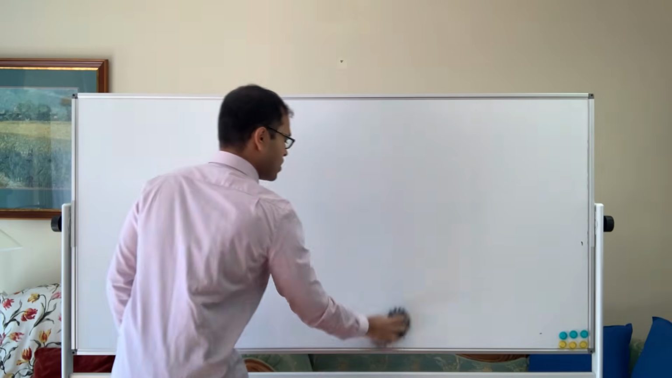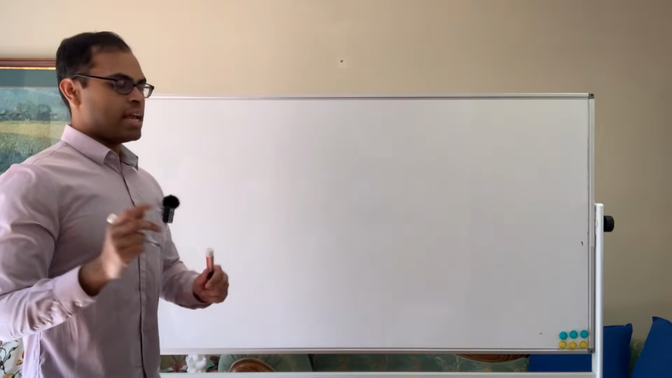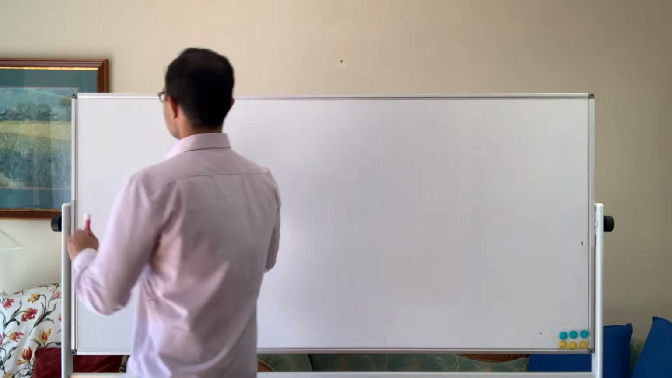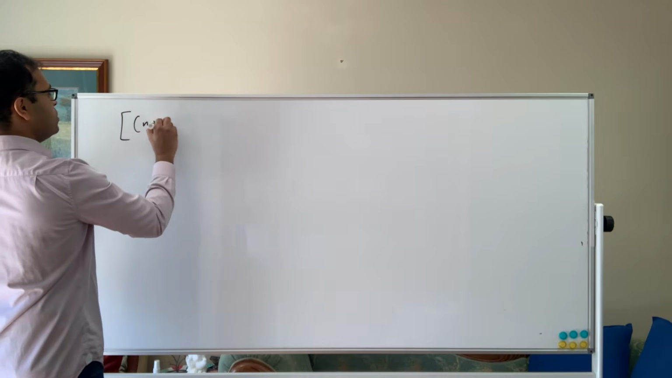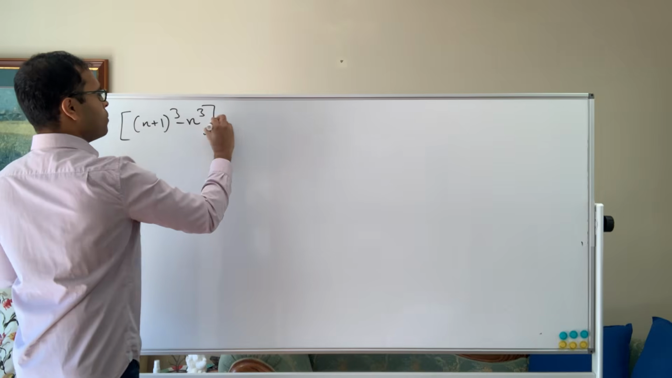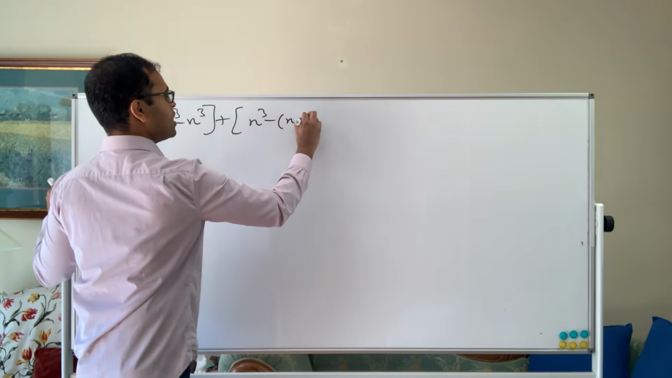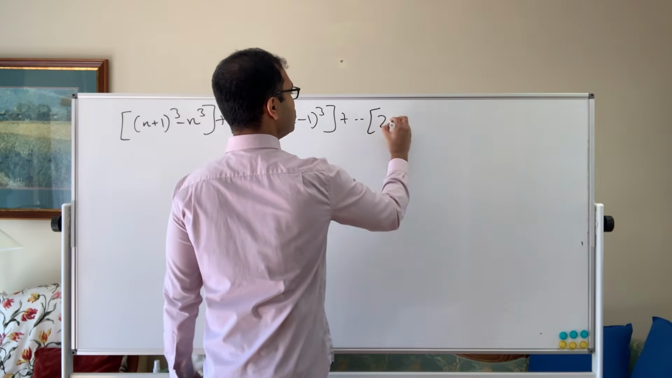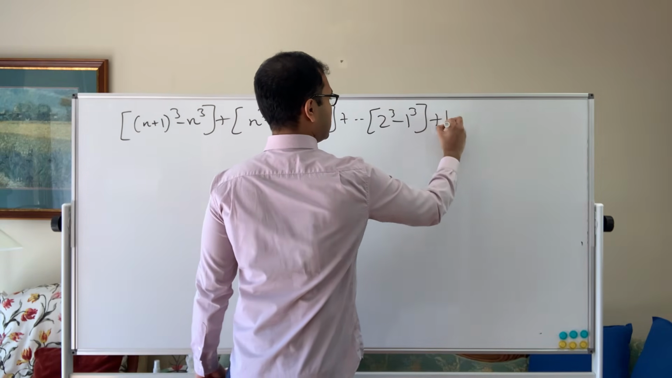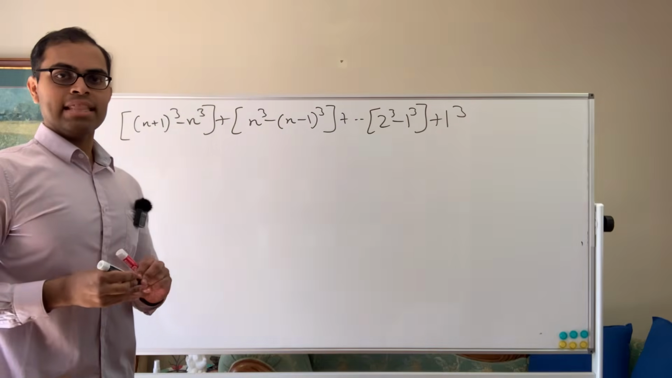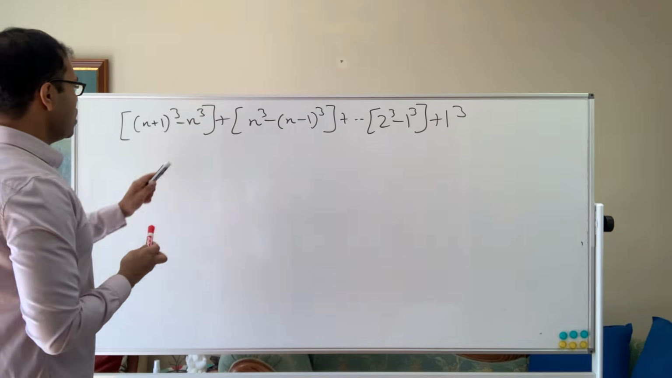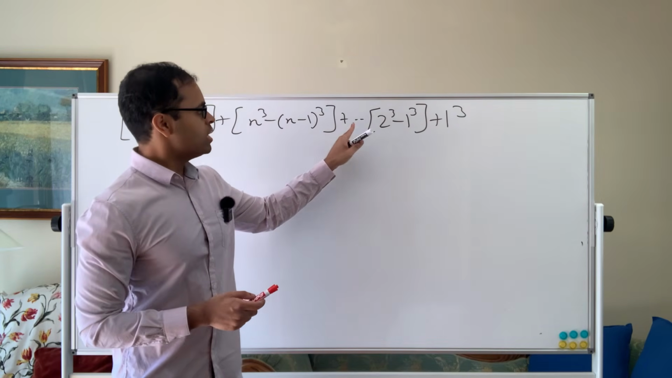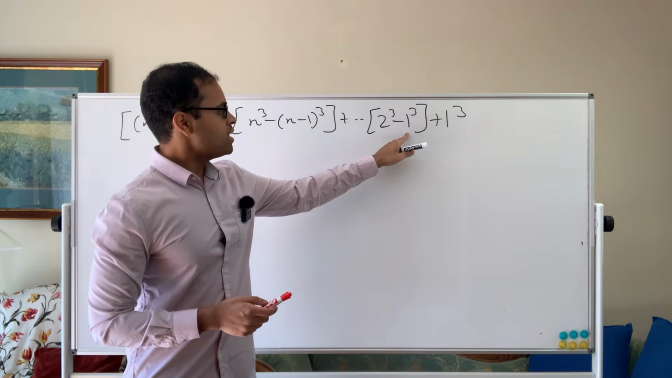Okay, so here's what we're going to do. We're going to start off with a similar idea, but instead of the same thing we did just now, we're going to do it with cubes. So we start by saying (n plus 1) cubed minus n cubed, plus n cubed minus (n minus 1) cubed. So you're taking successive differences of cubes going all the way up to 2 cubed minus 1 cubed plus 1 cubed. Now again this is a telescoping sum. You can cancel the negative n cubed with an n cubed, the negative (n minus 1) cubed with the positive (n minus 1) cubed. There'll be a negative 2 cubed with a 2 cubed and a negative 1 cubed with a 1 cubed.